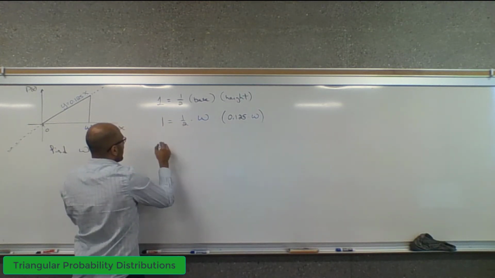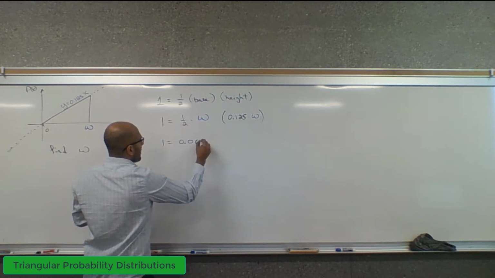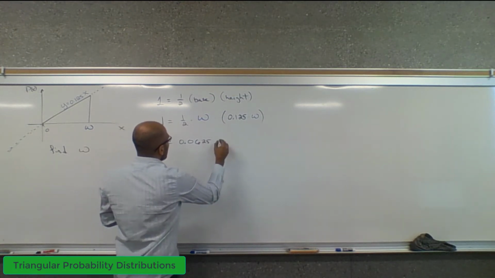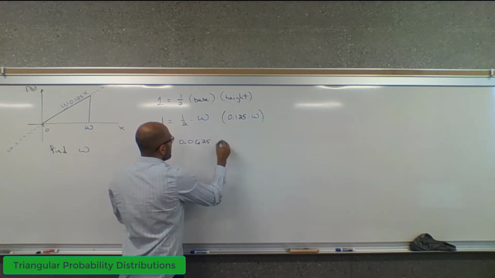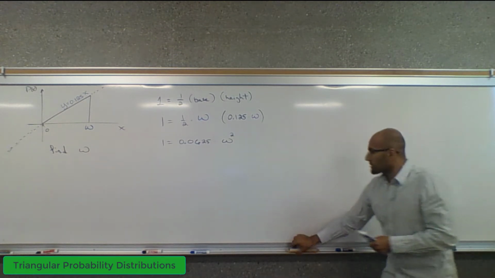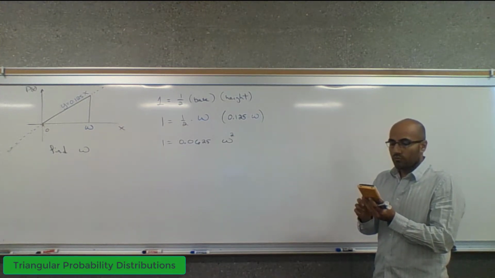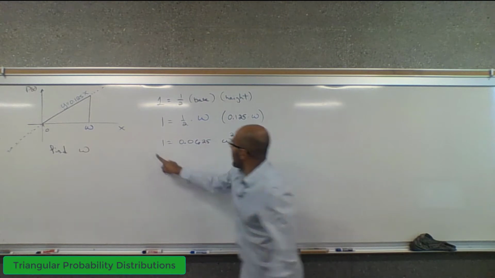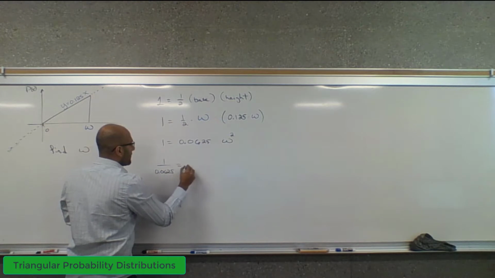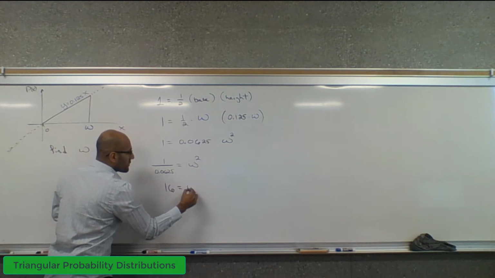We can multiply over there. We get 1 equals 0.0625 times W squared. So now I can divide both sides by that, and I get 1 divided by 0.0625 is equal to W squared. This side turns out to be 16, so 16 equals W squared.